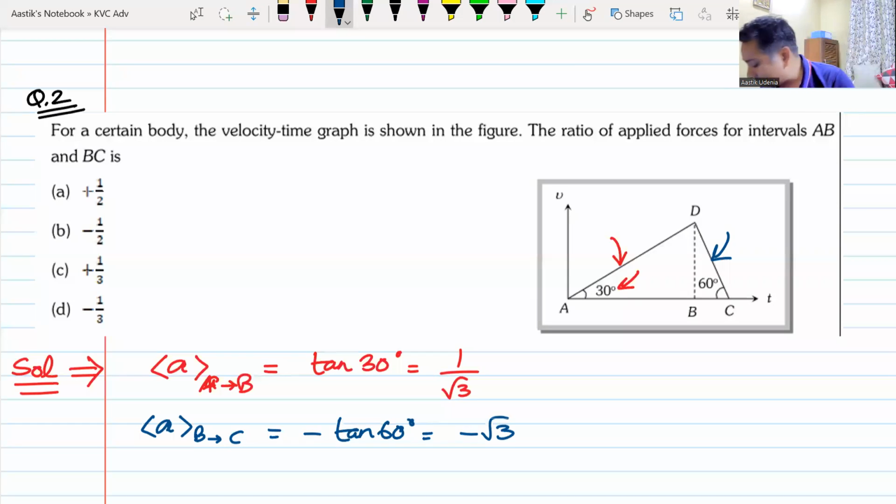M and M will get cancelled, and you have the ratio of applied forces will be 1 by root 3 divided by minus root 3. So minus 1 by 3. Do we understand this? Minus sign indicates that if one force is like this, the other force is like this. Do we understand this? Yes or no?